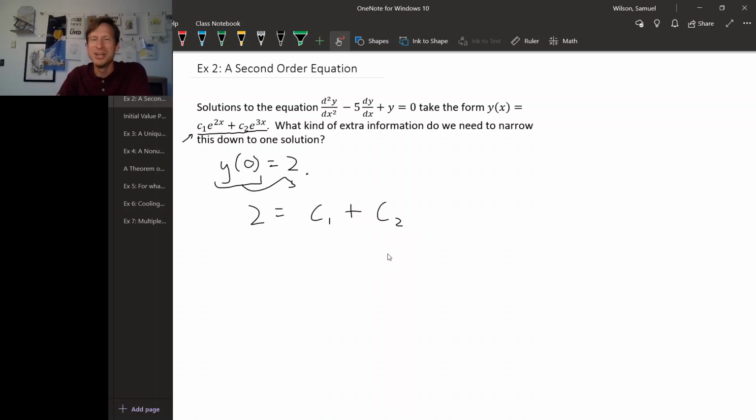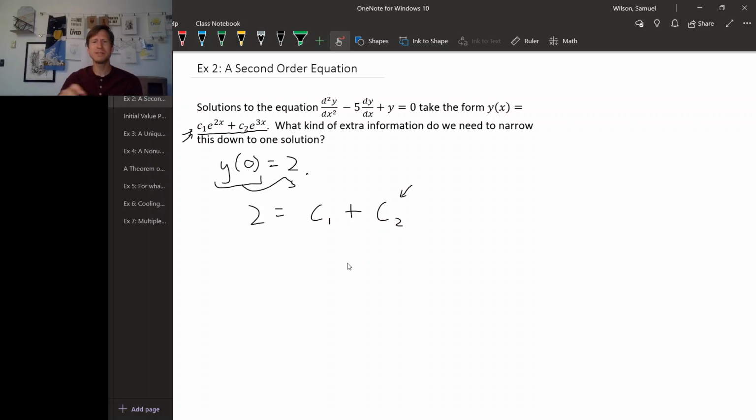But there's a problem here. We have two unknowns, c1 and c2, and only one equation. So this actually isn't enough information to narrow it down to a single solution. In fact, it is enough information to narrow it down to a 1-parameter solution, because we could use this equation involving c1 and c2 to eliminate either c1 or c2 in the original family of solutions. But still, it's not a single solution. So we need a little more information to narrow it down to a single solution.